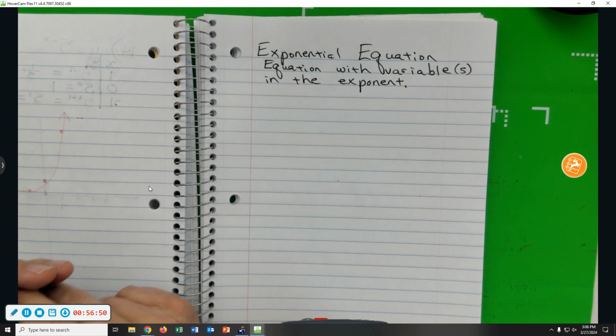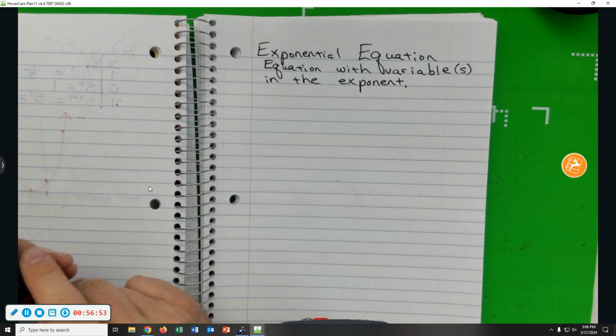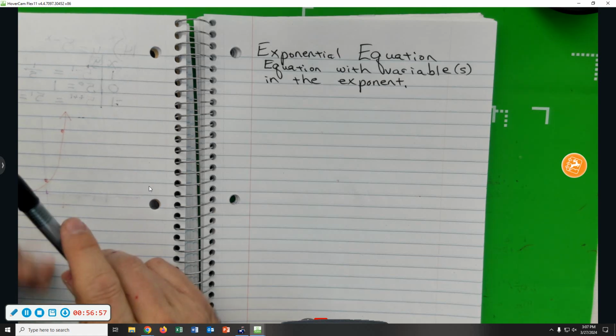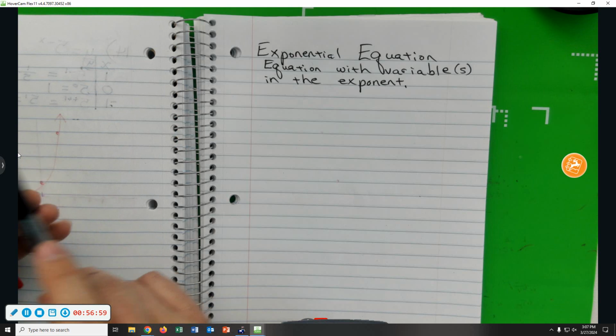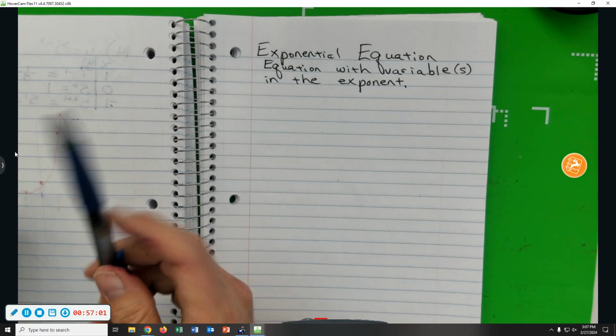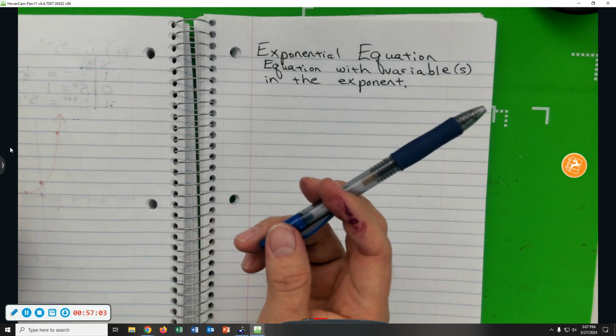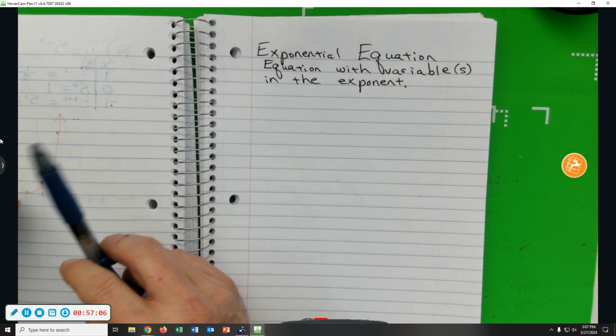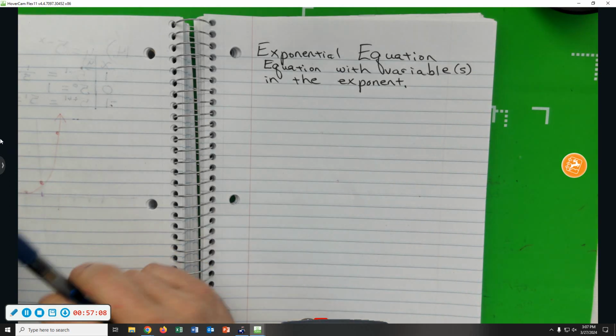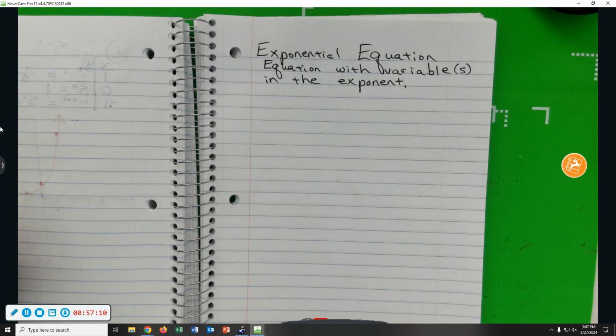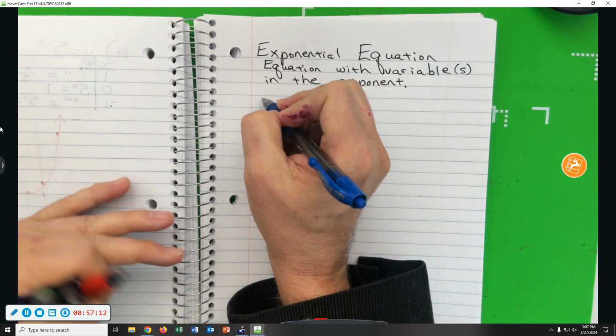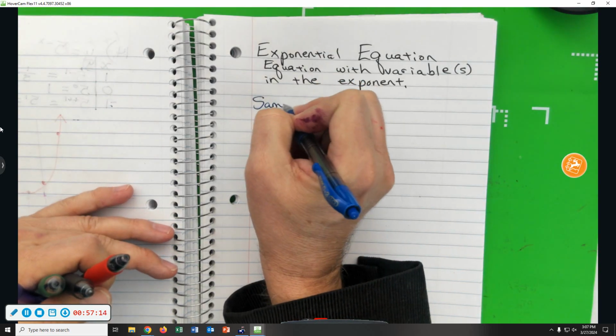There are two generally accepted methods of solving exponential equations. One of them requires logarithms. The other one, well, we can't use the one with logarithms yet because we haven't discussed logarithms. We'll start that in the next homework assignment. But what we can do is use something called the same base method.